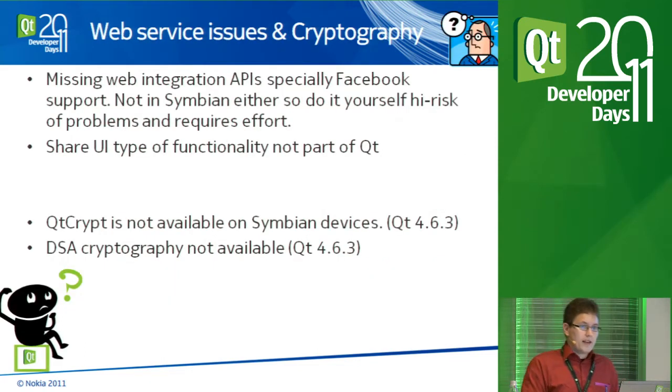And also the teams complained that there is not enough support for web services. There is no ready-made Facebook API in Qt, and there is no share UI type of functionality in Qt, the kind of which you have in N9 that allows you to easily share stuff to Facebook, for example, sending some links to your wall and so on. And what makes this even worse is that QtCrypto is not available in Symbian devices, at least in the older Qt versions. So DSA cryptography is also not available, because usually you need those cryptography services when you are making your own implementation of the Facebook client-side API, in the handshake and when you are authenticating to the server.